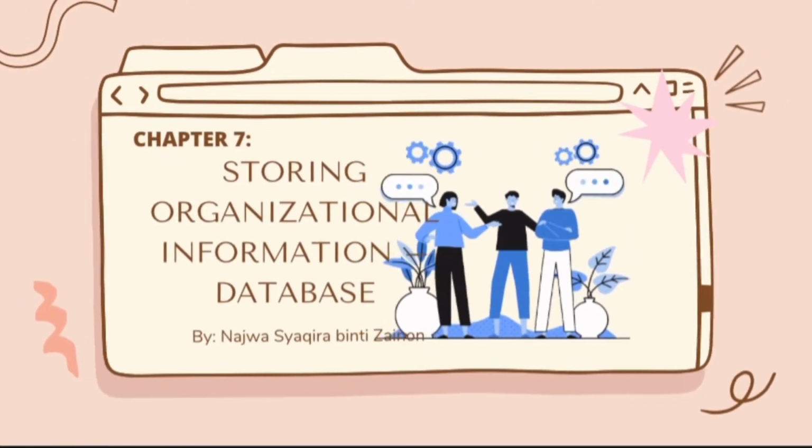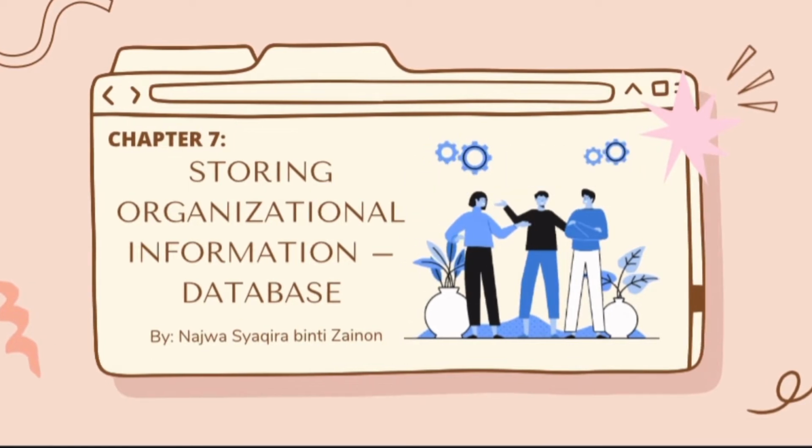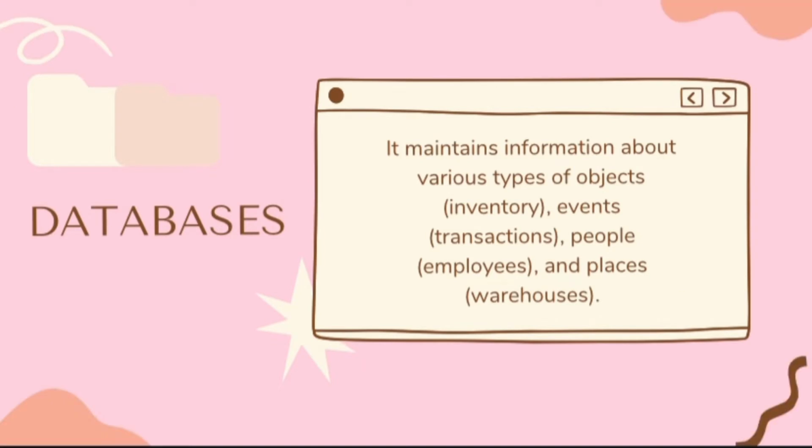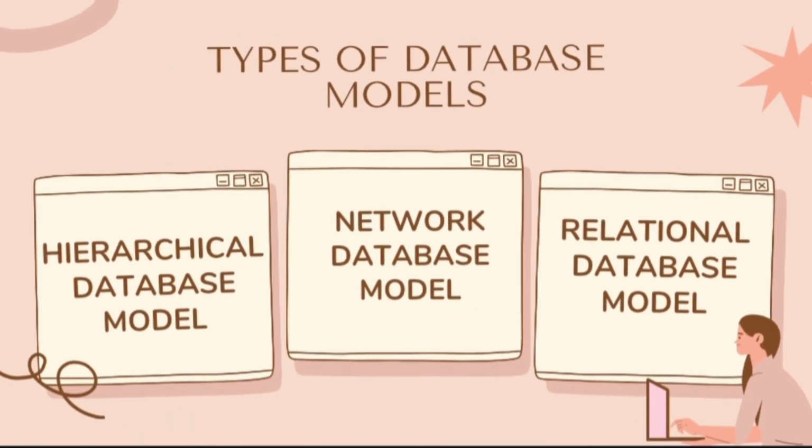My name is Najwa Syaqira binti Zainon and I will present about chapter 7, which is Storing Organizational Information: Database. Database Model. It maintains information about various types of objects: inventory, events, transactions, people, employees, and places, warehouses. There are three types of database models, which are hierarchical database model, network database model, and relational database model.